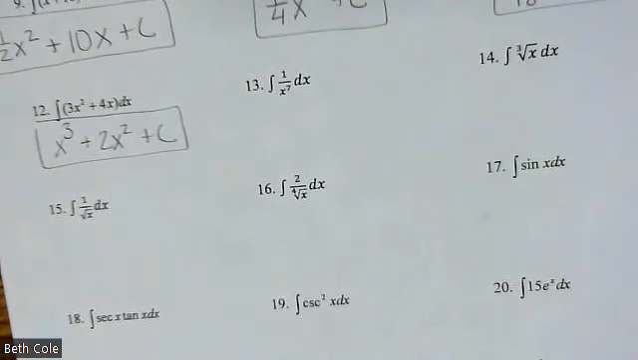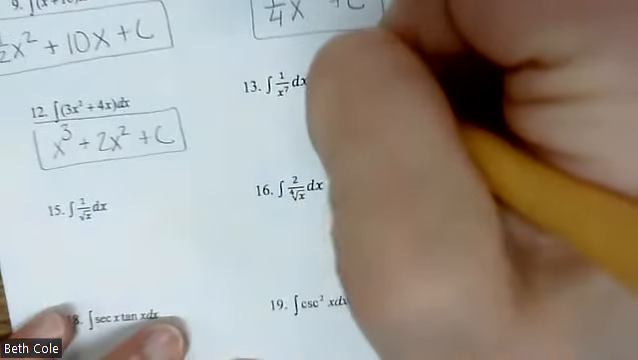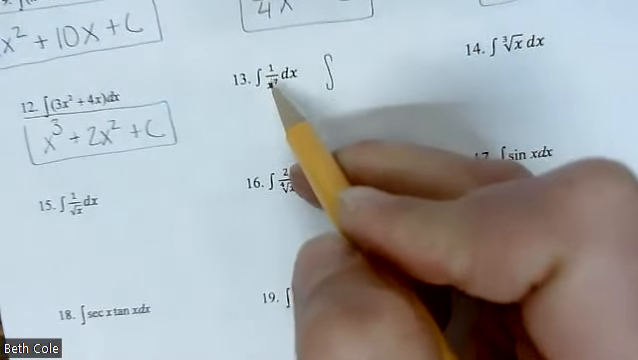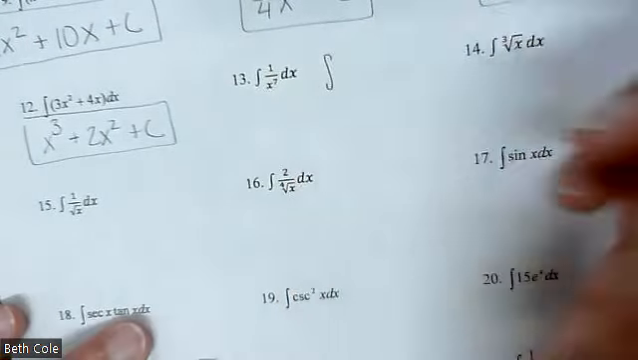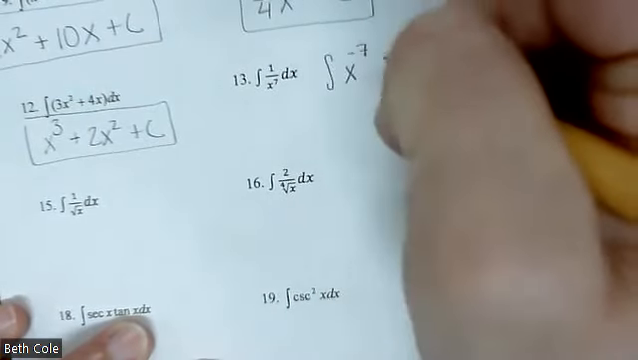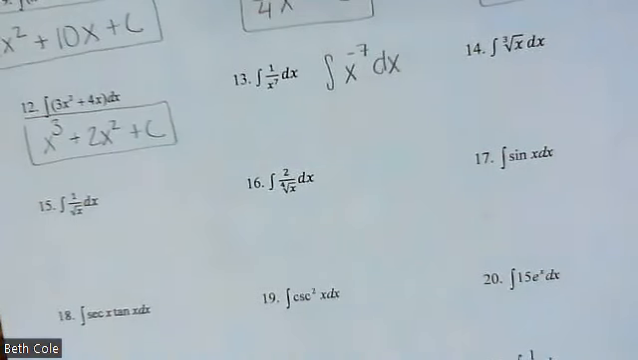All right, now these next few, we're going to rewrite them before we do the problem, okay? So number 13, rewrite it. Integral, and how could you rewrite 1 over x to the 7th? x to the -7th dx. Negatives are hard, okay? Notice I didn't do the problem yet, I just rewrote it.